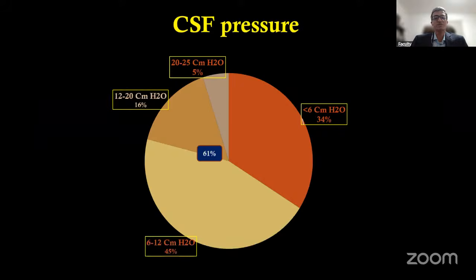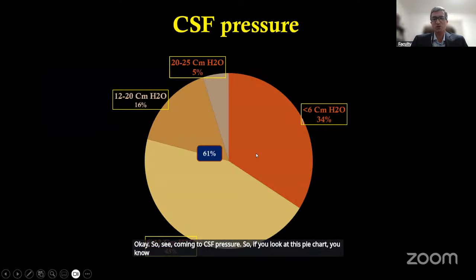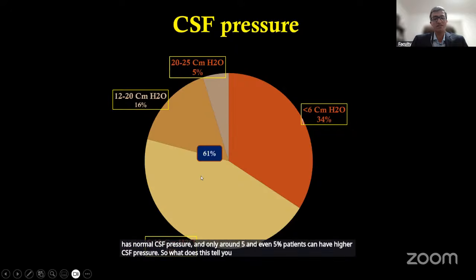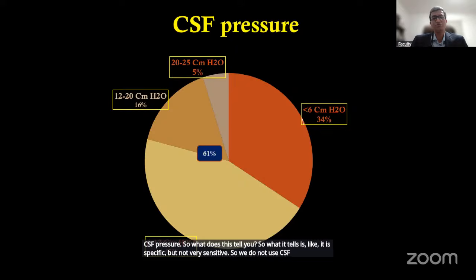Okay, so coming to CSF pressure. If you look at this pie chart, this is the low pressure, right? And if you pay attention, this is only seen in about a third of the patients. Up to 61% of these patients have normal CSF pressure, and even 5% of patients can have higher CSF pressure. So what does this tell you? It tells us it is specific but not very sensitive. So we do not use CSF pressure measurement to make the diagnosis of intracranial hypotension.